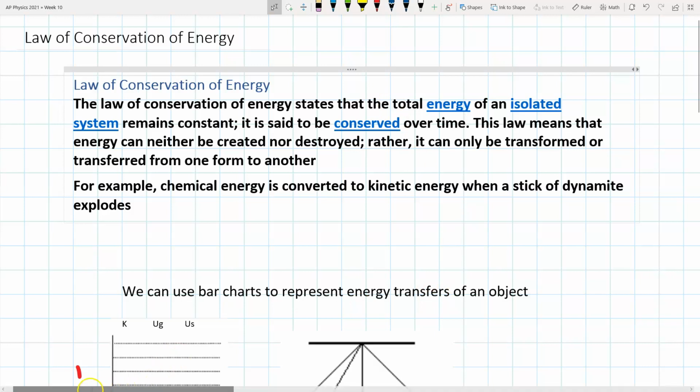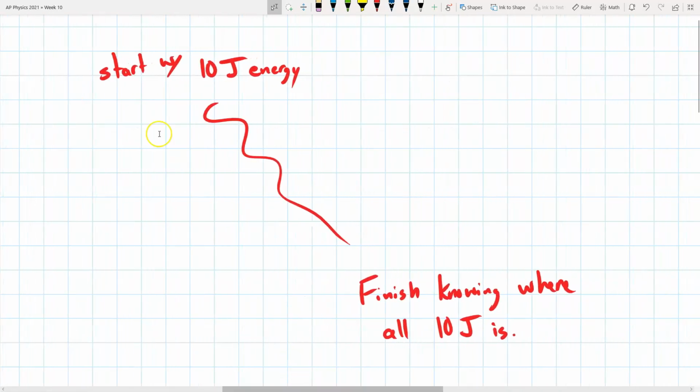If we say something like this, let's say we start with 10 joules of energy. We know how much energy we have to begin with. Then no matter what goes on in the middle, by the end of whatever we're looking at, we should be able to account for all of that 10 joules we started with. It doesn't disappear, it doesn't go anywhere. We can always keep track of where the energy is.